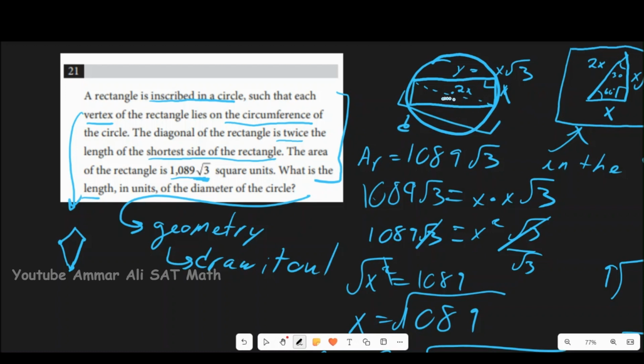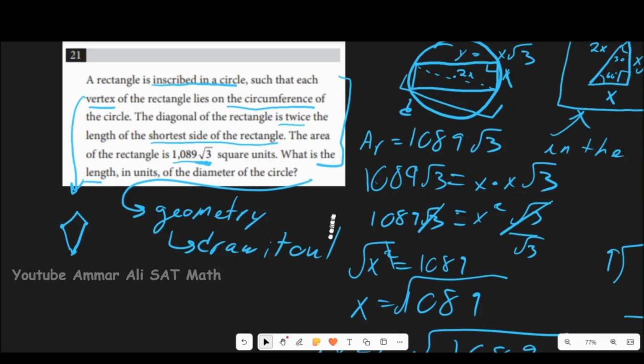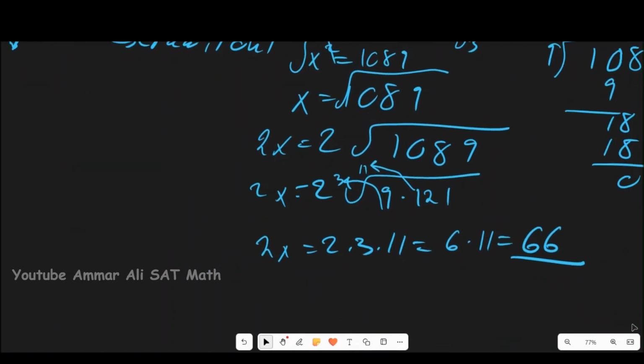After we drew everything out, we had to recognize that 2x and x would give us a special right triangle. Or you could also see this root 3 and think to yourself, maybe there's a special right triangle here. And then we just solved for x. Once we knew what x was, we then solved for 2x, and that gave us our answer of 66.